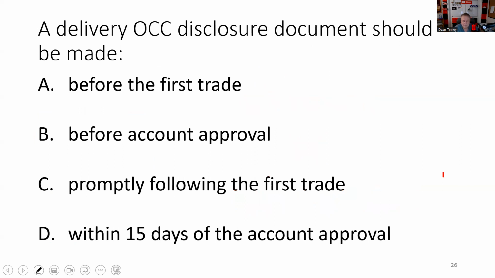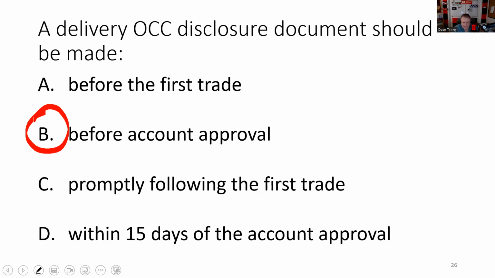A delivery of the OCC disclosure document should be made. This is called the characteristics and risks of options. No good news in this thing. It's all bad news, right? So I give it to you before the account approval. I'm going to go back and talk to my registered option principal, and my registered option principal is going to say, did you give them the OCC disclosure document? I say, yes, I did. So then I get your account approved.